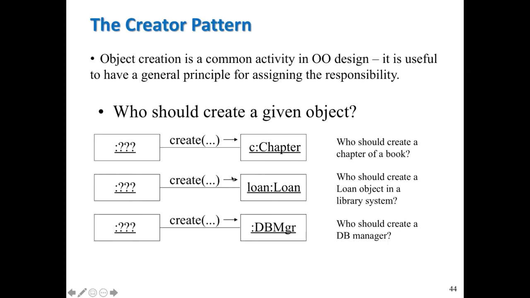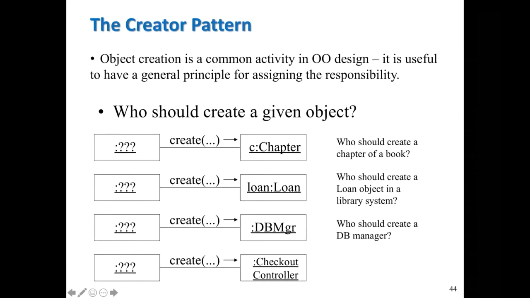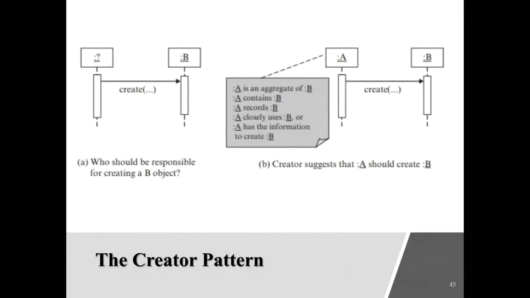Third example, you are using DB manager. This is the class, and you are creating an object of this class. Once again, the question is, who will instantiate an object of DB manager? Fourth example, in your software system, you want to create a checkout controller. Who will create the object of checkout controller? These are four example questions, and the simple answer is that the creator pattern will answer all these questions: who will create the object? We will understand this in terms of the creator pattern.